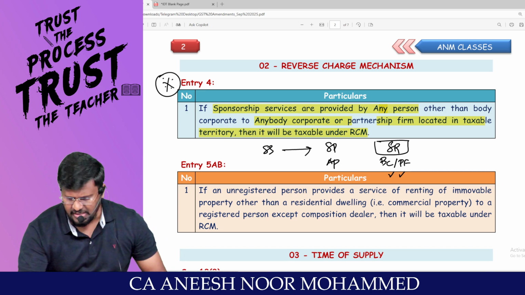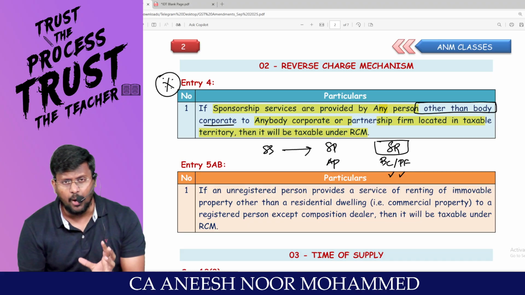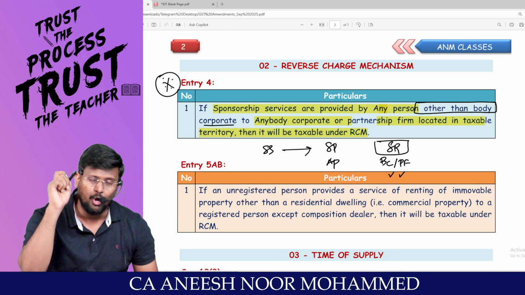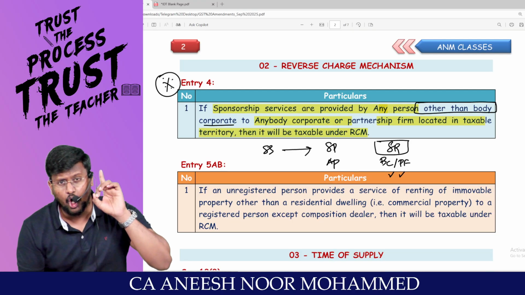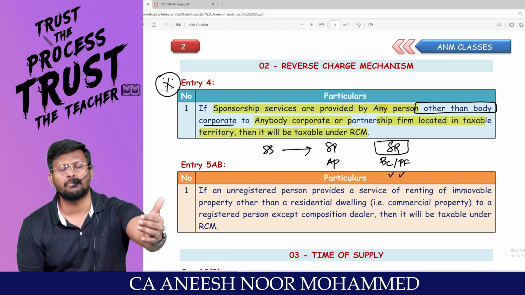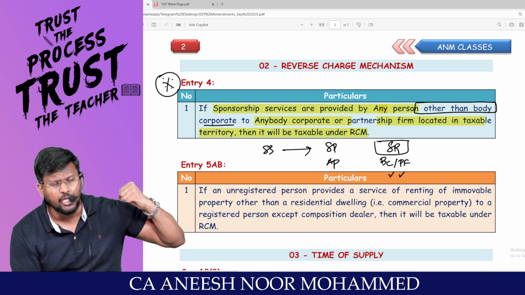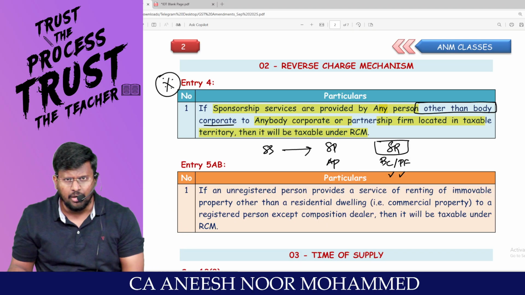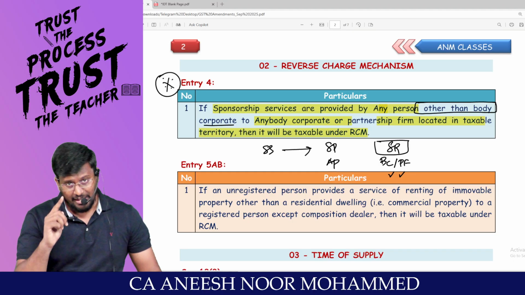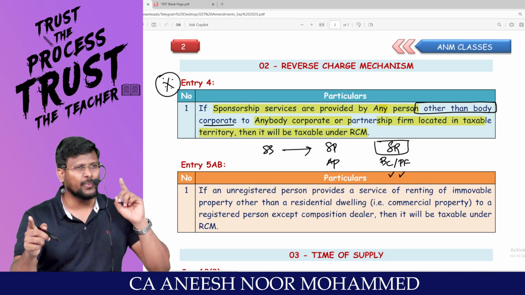To this, 'any person', they have added one thing: other than body corporate. That means now they have added a condition on the service provider. The service provider should not be a body corporate. If the service provider is a body corporate, then RCM provisions will not be applicable. FCM will be applicable. Because if the service provider is a body corporate, the service provider is strong. If it is strong, why should RCM be applicable? When will RCM be applicable as per our class discussion? The service provider should be weak and the service recipient should be strong.